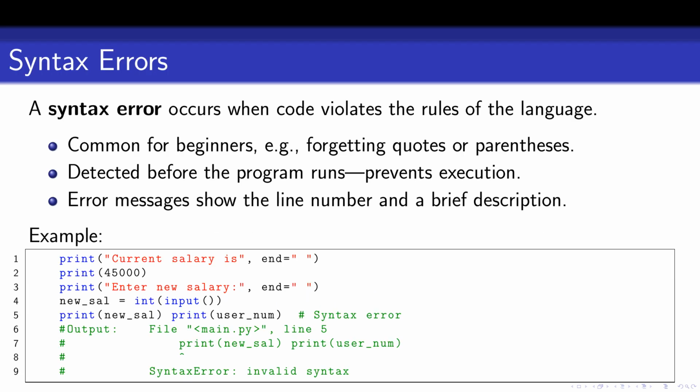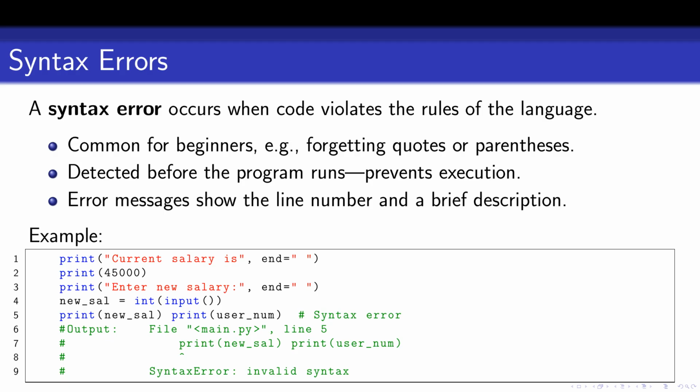Now let's talk about something every programmer encounters: syntax errors. These are mistakes that break the rules of the Python language. The interpreter catches these errors before the program runs, and it won't execute anything until you fix them. Common syntax mistakes include things like missing parentheses, forgetting quotation marks, or trying to put two print functions on the same line without separating them properly.